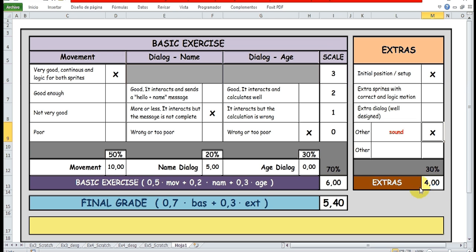In the extra, we have a 6, but it's not 6 plus 4 because this 4 weights at 30% and this 6 weights at 70%. So if we take into account these percentages, we have a 5.40 as the final mark. This space, the yellow one, is used to make any comment to the exercise.